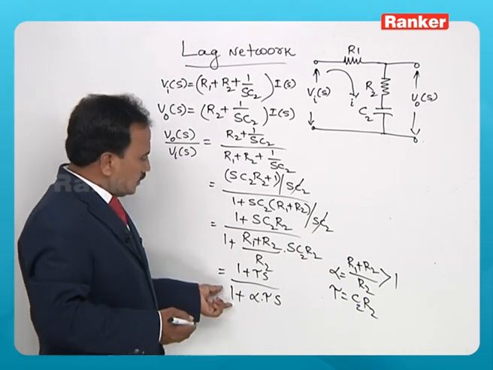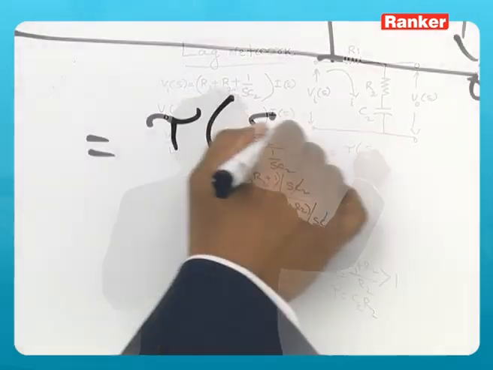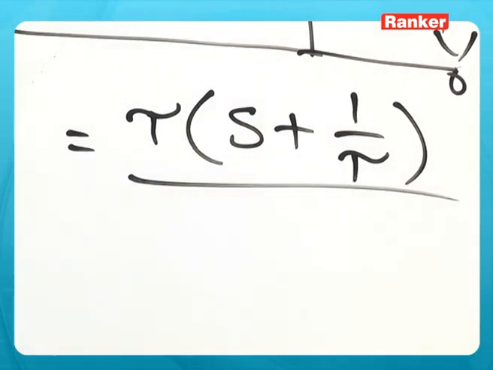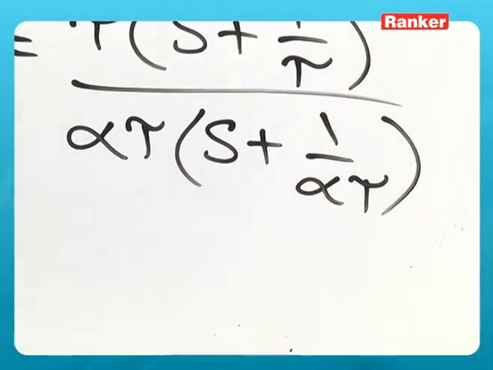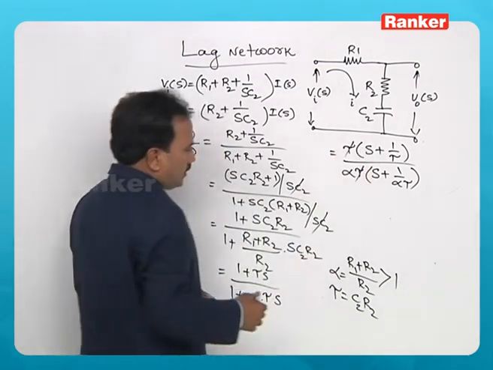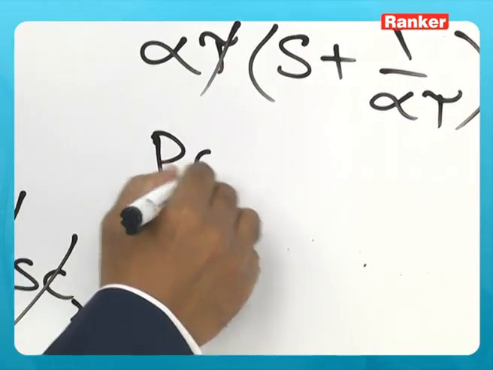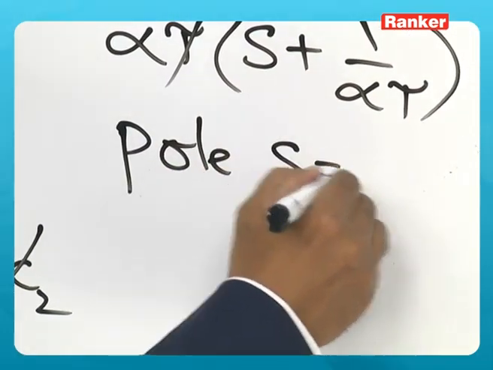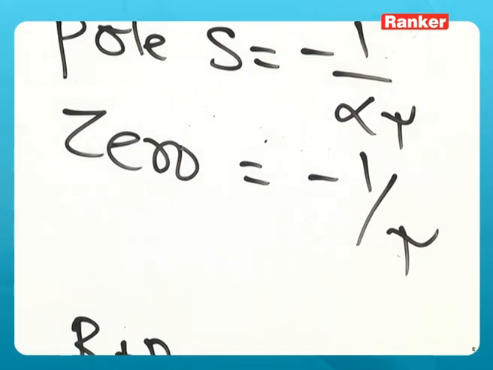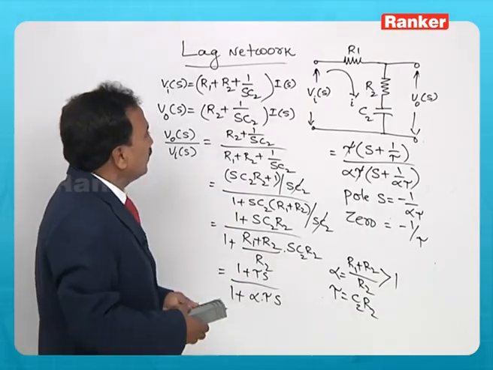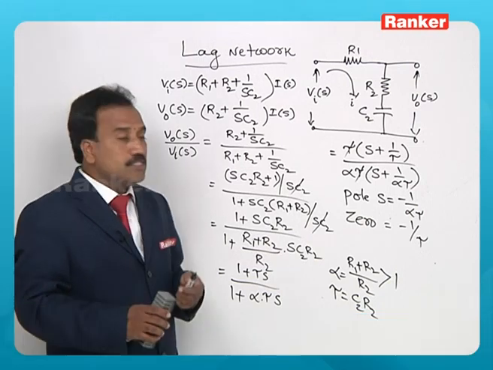Further simplification of this transfer function: tau is taken out, that is s plus 1 by tau, divided by alpha tau taken out, s plus 1 by alpha tau. So tau and tau get cancelled. You can see now the pole is at s equal to minus 1 by alpha tau, and the zero is at minus 1 by tau. Similar to the lead network, but where is the pole and where is the zero? Whether it is a dominant pole or dominant zero is decided by alpha.